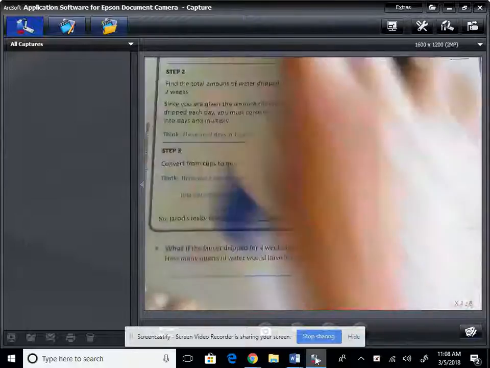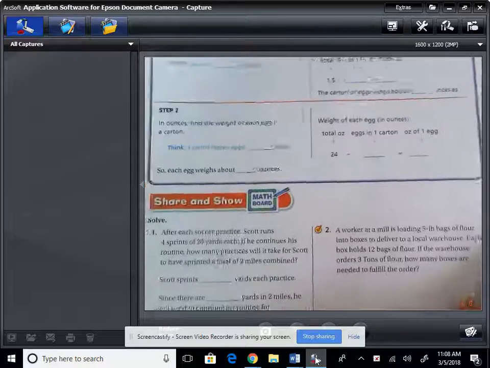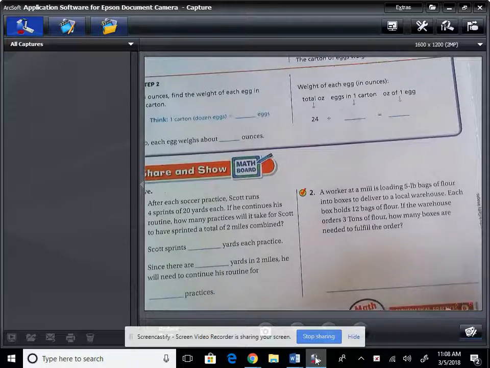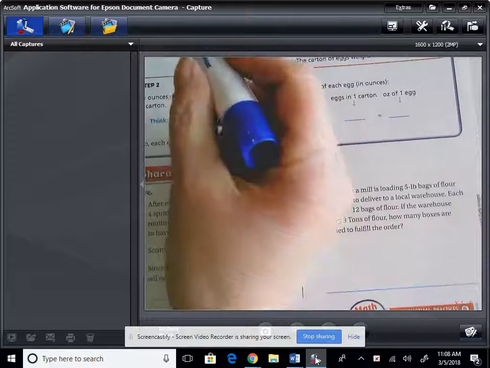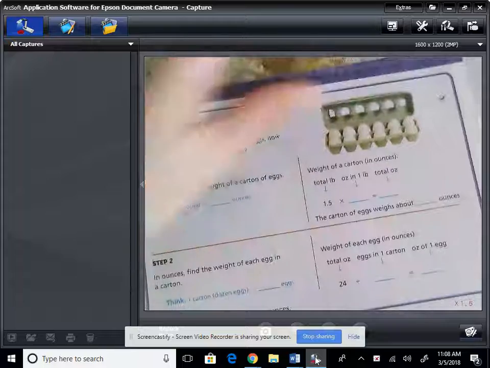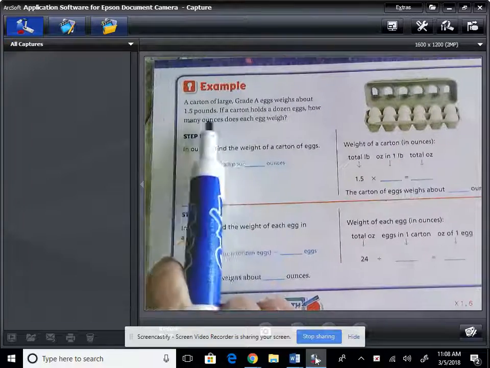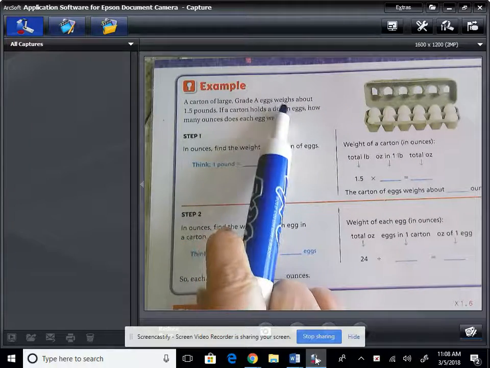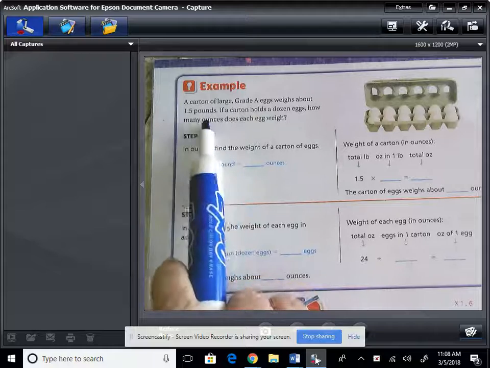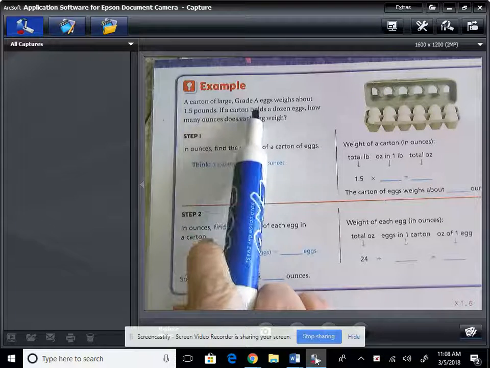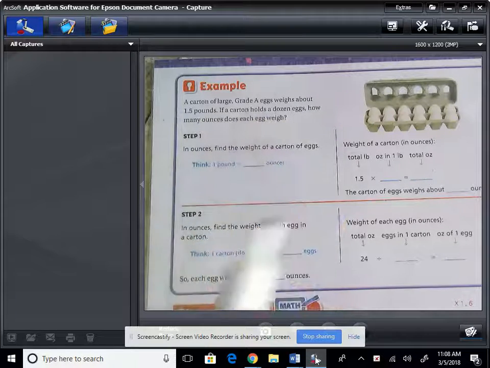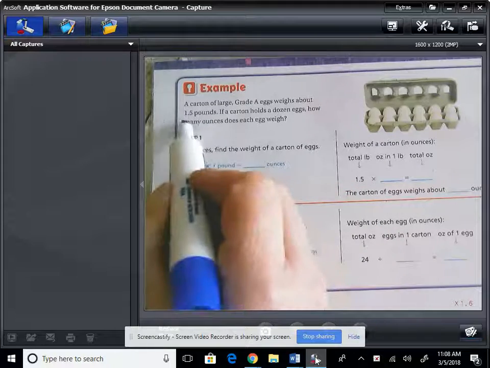All right. So it's a matter of doing those steps in the right order and knowing you're converting. All right. So here we've got a carton of large grade A eggs that weigh about 1 5/10 pounds. If the carton holds a dozen eggs, how many ounces does each egg weigh?